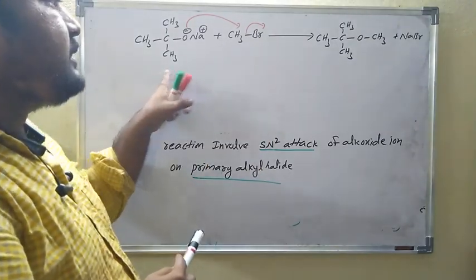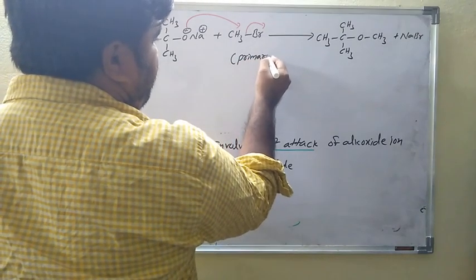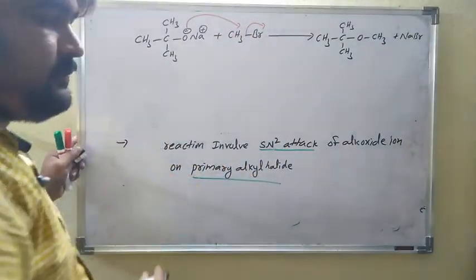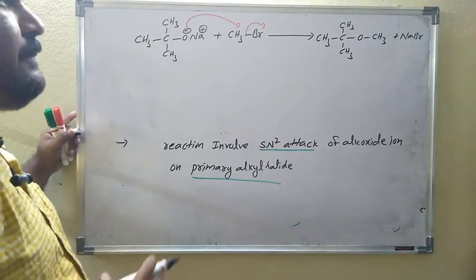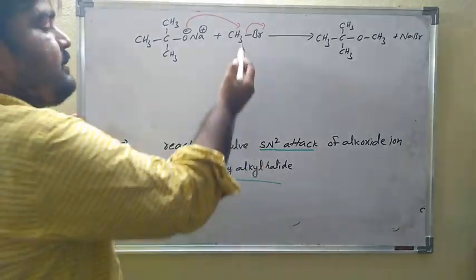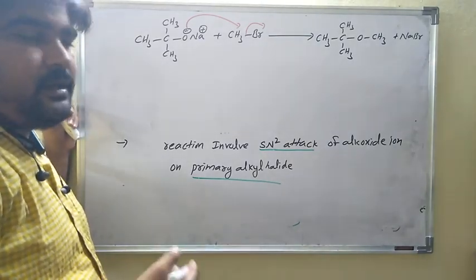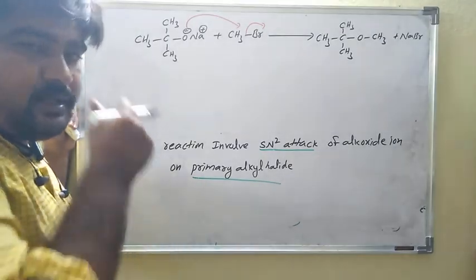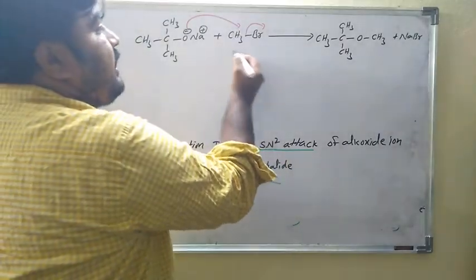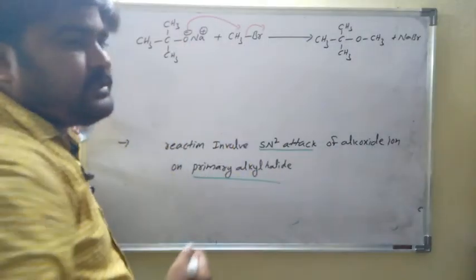So sodium tertiary butoxide reacts with a primary alkyl halide, and there is no other primary alkyl halide involved. See, we get better results for the formation of ether when a primary alkyl halide reacts with sodium alkoxide. A primary alkyl halide gives better results for the formation of ethers.